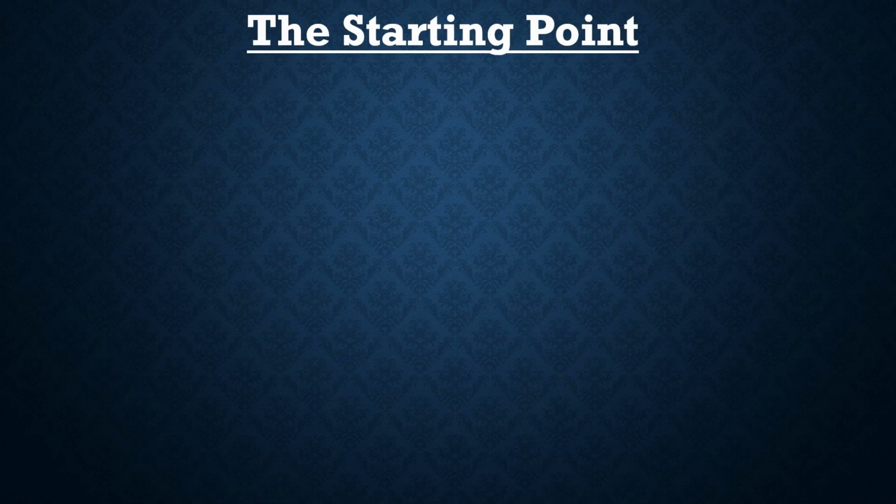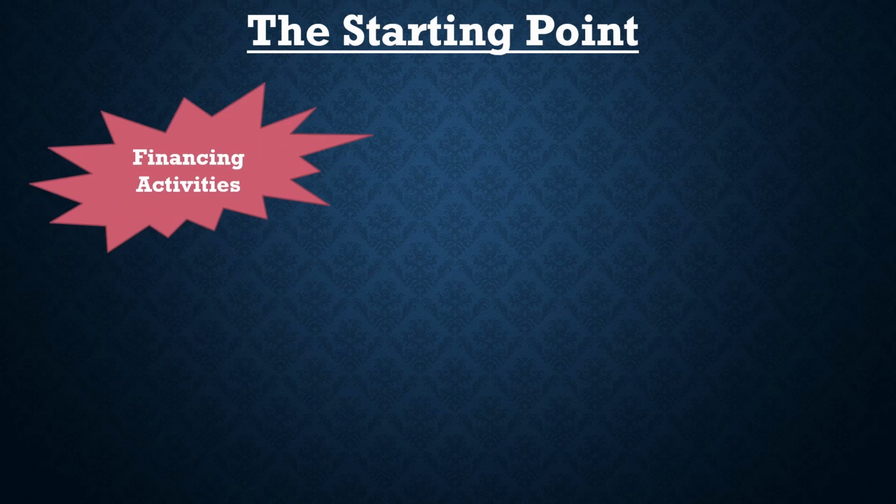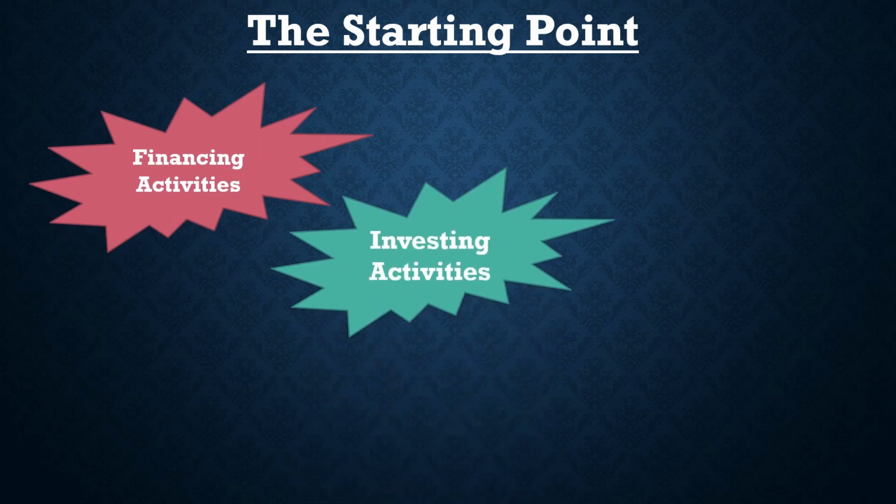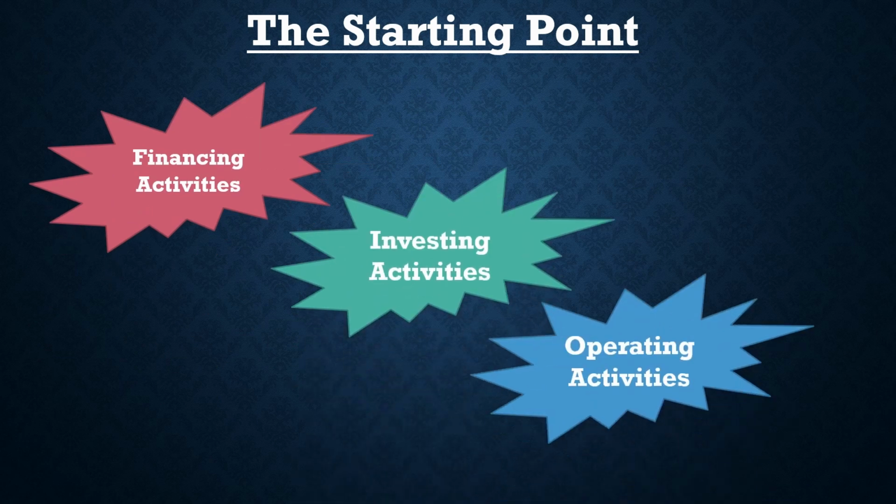We start by defining the different types of business activities previously described in video number 26 about the funding cycle. They were financing activities, investing activities, and operating activities.